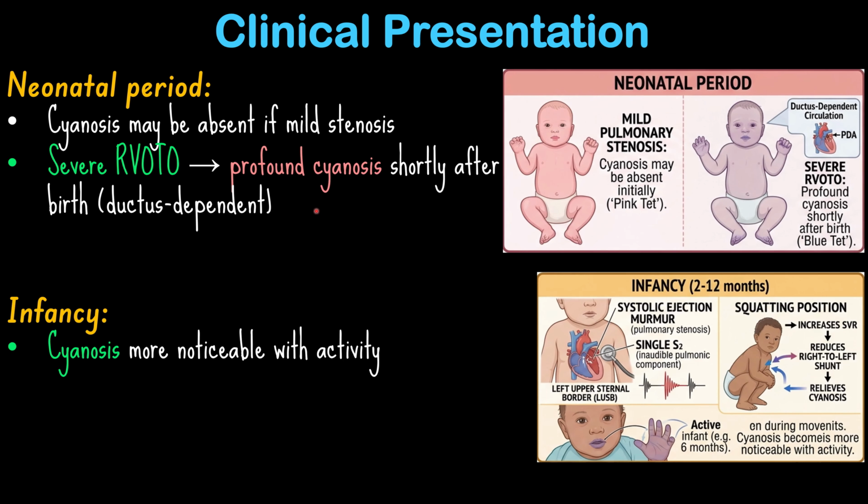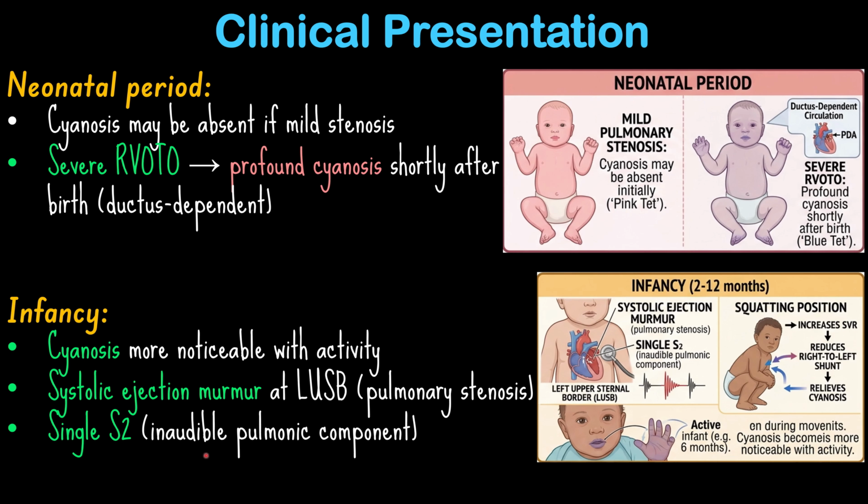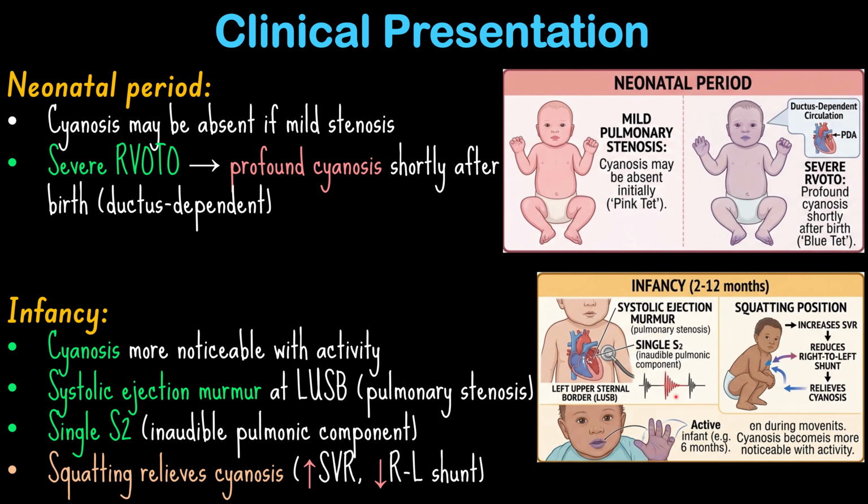In infancy, cyanosis becomes more noticeable with activity. On examination, you will hear a harsh systolic ejection murmur at the left upper sternal border from the pulmonary stenosis. The second heart sound is single because the pulmonic component is inaudible. You may notice that infants squat to relieve cyanosis. Squatting increases systemic vascular resistance, which reduces the right-to-left shunt.